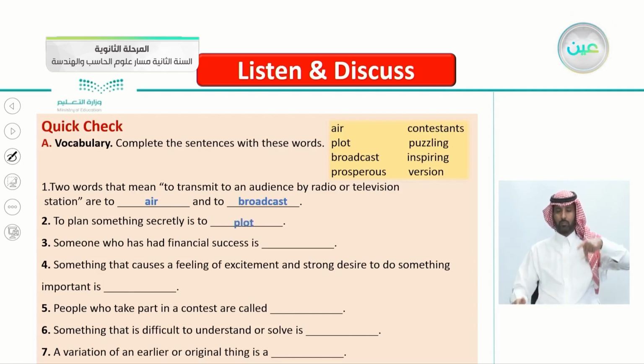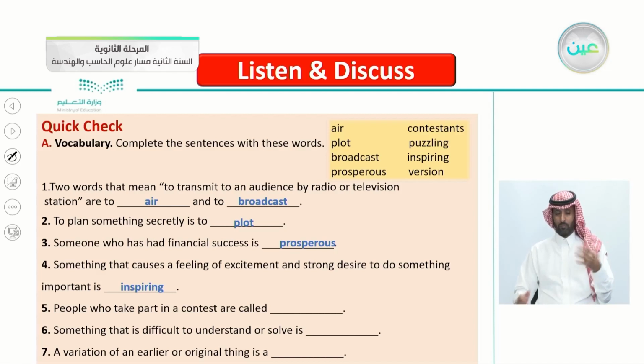That's correct. Number 3, someone who has had financial success is, that's correct, the word prosperous. Number 4, something that causes a feeling of excitement and strong desire to do something important is, yes, inspiring. To inspire someone is to make him do something.